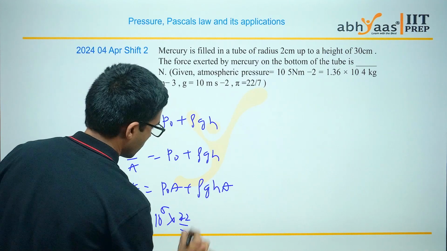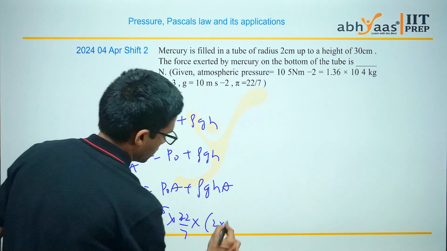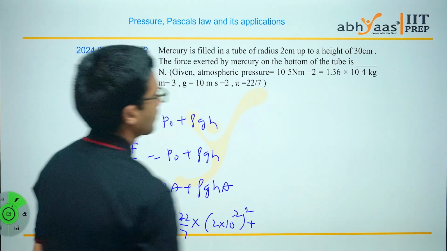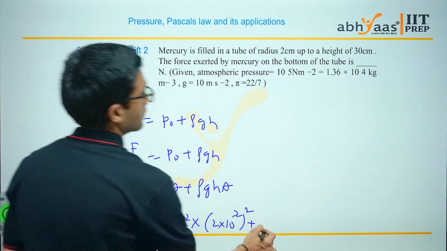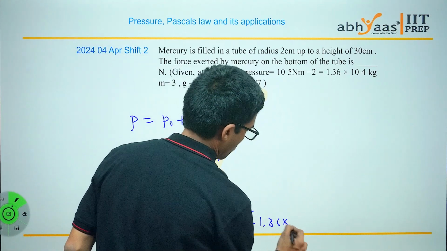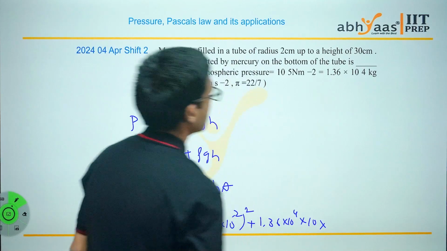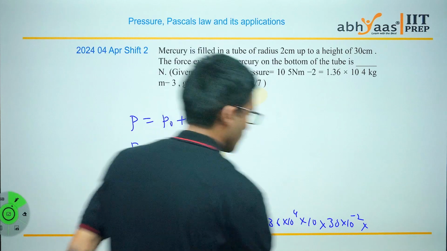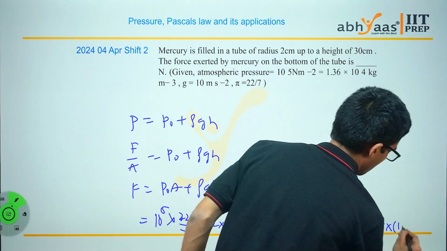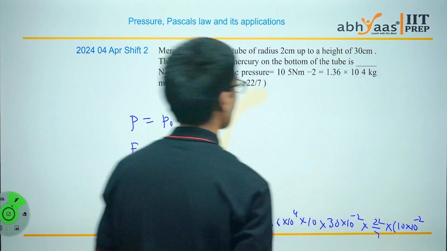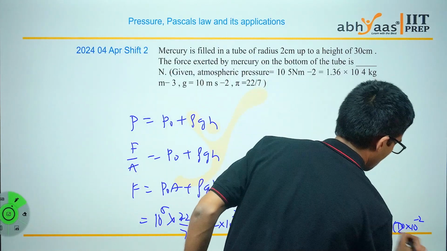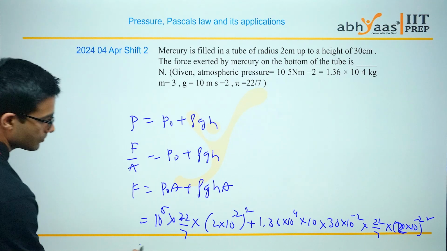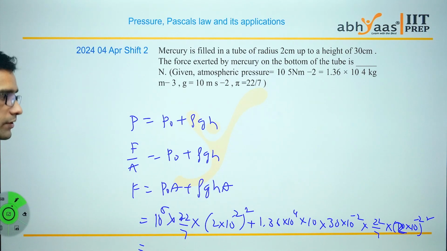That is 22 by 7 into r is 2 into 10 power minus 2 square, plus rho is how much? Okay. Rho, mercury. This is 1.36 into 10 power of 4, into g is 10. Height how much? 30 into 10 power minus 2. Okay. Into area is 22 by 7 into, radius is 2 centimeters, 2 into 10 power minus 2 whole square. So you just calculate. This calculation I am giving as homework.